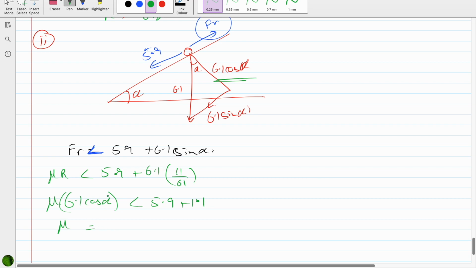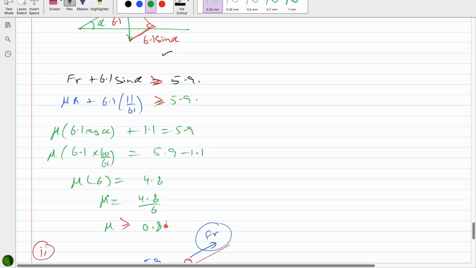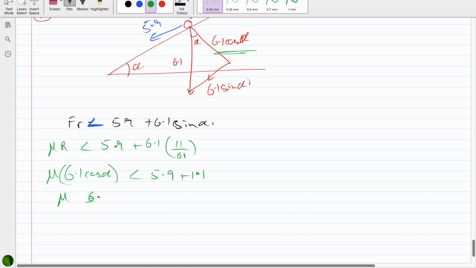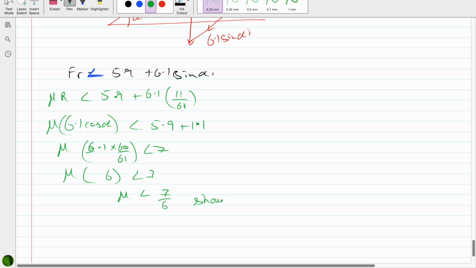Mu cos of alpha, cos alpha is 60 by 61, is less than 5.9 plus 1.1, which gives me 7. Mu, 6.1 into 60 by 61 is 6. So mu is less than 7 by 6. Shown.